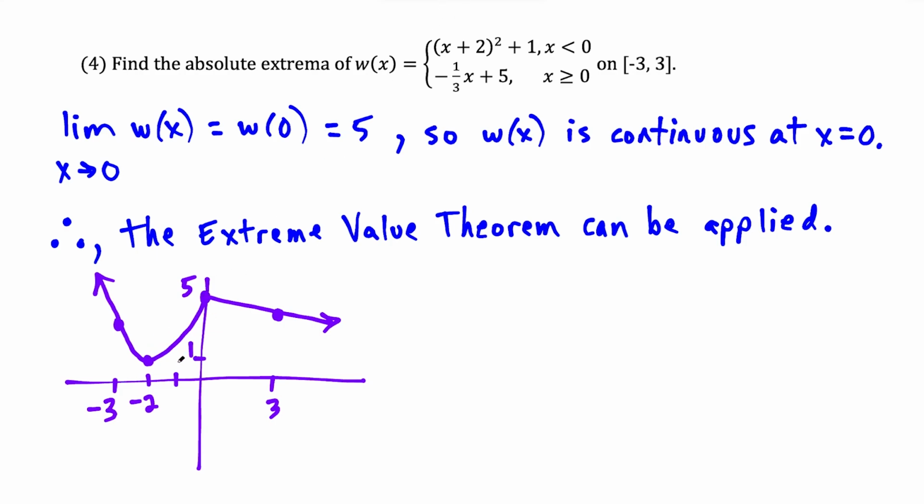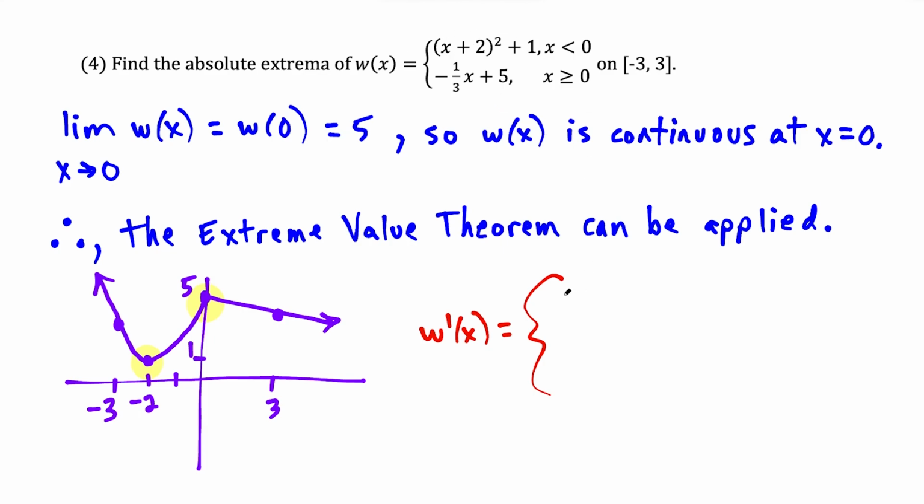And just looking at this sketch here, it's looking like our absolute minimum is occurring at -2, and our absolute maximum is occurring at x equals 0. And remember, we're on this closed interval from -3 to 3, but that's just by sketching. But now to be 100% sure, let's go ahead and find the absolute extrema using calculus. So we're going to find the derivative w prime of x. And for this, we're just going to take the derivative of the top and bottom piece.